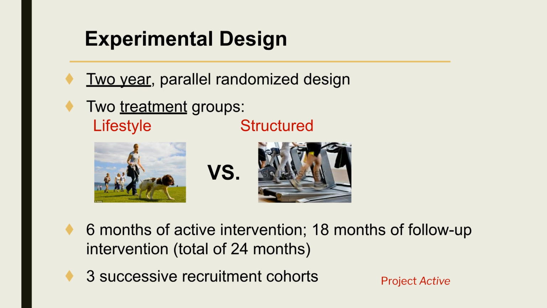After 24 months, participants in the structured exercise group had returned to baseline levels for both physical activity and cardiorespiratory fitness. In contrast, the lifestyle group maintained their improvements. After 24 months, their physical activity and cardiorespiratory fitness levels were still significantly higher than baseline, and also significantly higher than those in the structured exercise group.